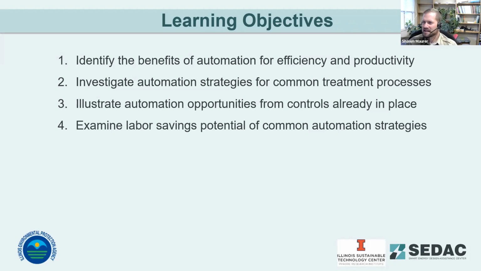We're going to investigate automation strategies for some common treatment processes in water plants. Then we're going to look at opportunities for using automation on controls you already have in place and how to take advantage of those to their maximum benefit. And then we'll look at some labor savings potential of those common automation strategies and make sure you understand, if you're going to include automation, what benefits you're going to have beyond just the energy savings opportunities.